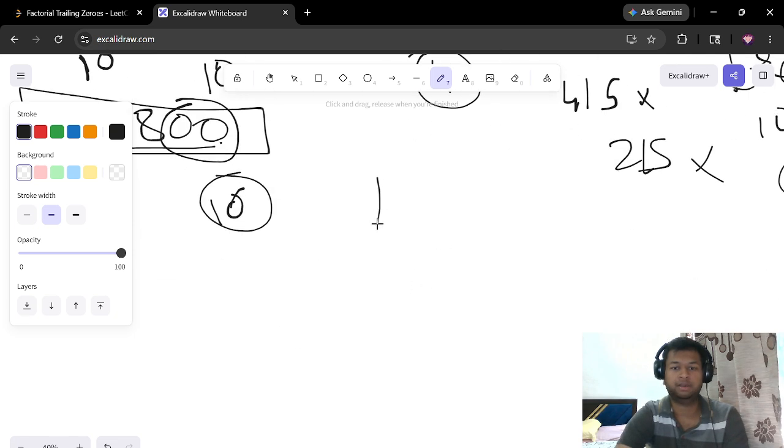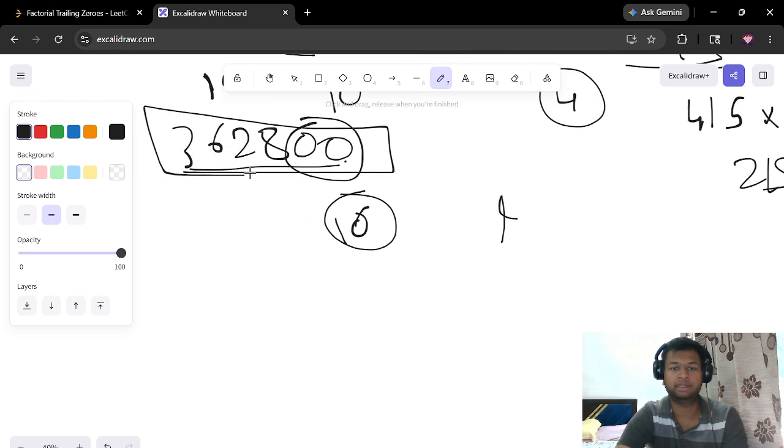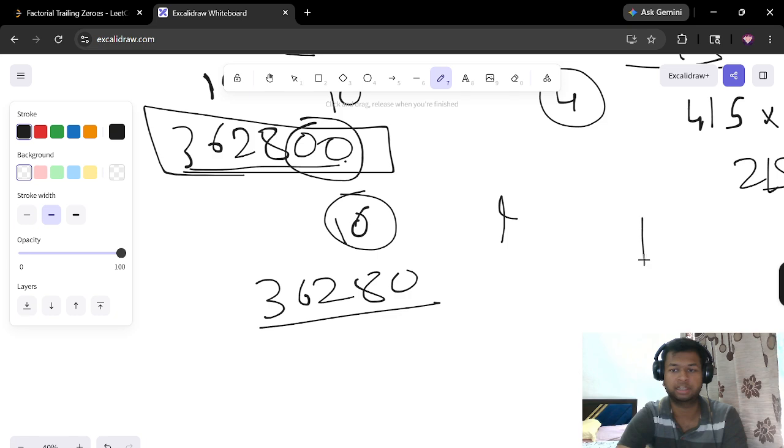Now let's take 9. We know that 9 factorial is 10 divided by 10, so it is 362880. The answer is 1. Let's see. 9 divided by 5 would be like 1 point something, so it will be 1 here.